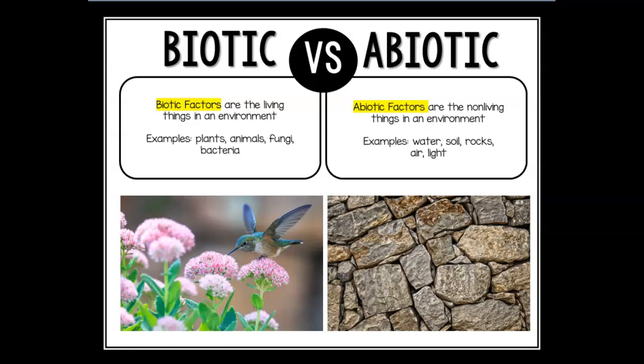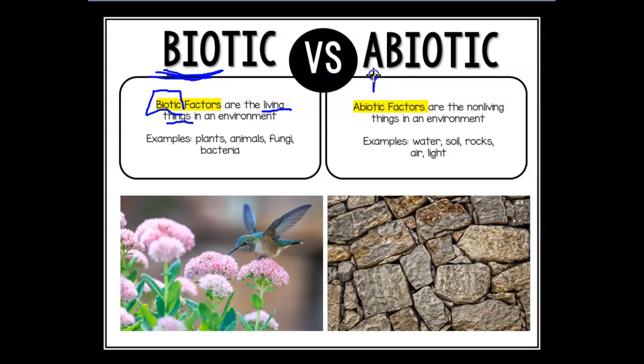All right, so biotic and abiotic, what are we talking about? Well, it's actually a lot simpler than it may seem. Biotic are the living things in an environment. So if something is living, it is biotic. The root of bio means life. That's why we have biology. That's the study of life.